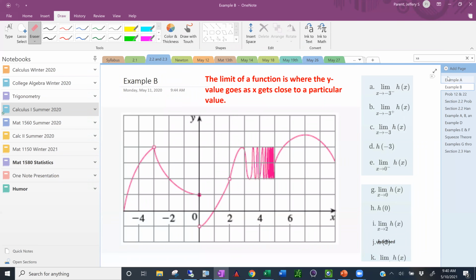Okay. Let's continue to dive into limits. Move into example B, and share with you a little bit more about limits, talking about this one right here. In fact, these first three all wonderfully go together. So let's see about those. This is example B.